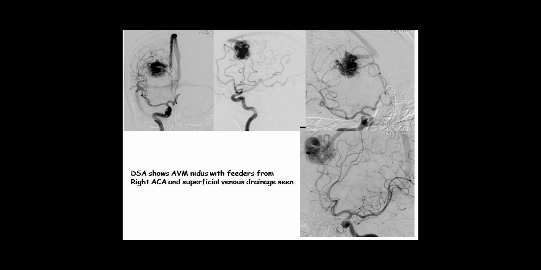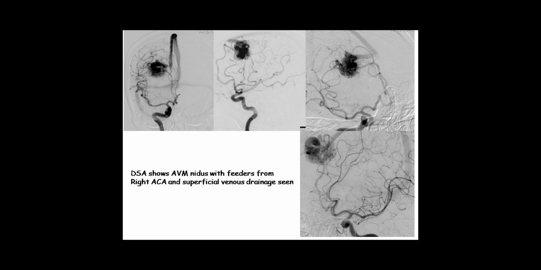And what is the next step? We do a test called DSA, digital subtraction angiogram, which is the gold standard investigation for detection and treatment planning of AVMs. This is again the same patient. You can see the DSA pictures of the brain AVM, so you can understand how the AVM looks in a digital subtraction angiogram.